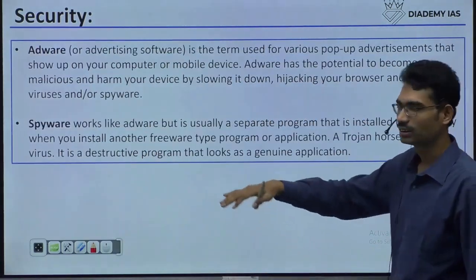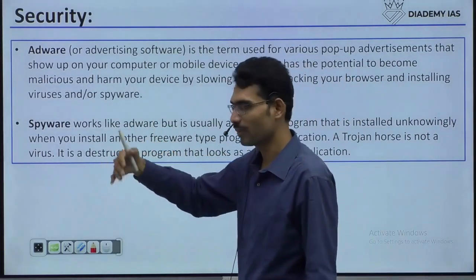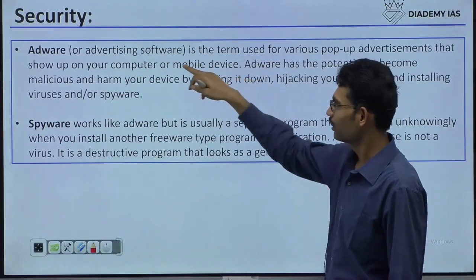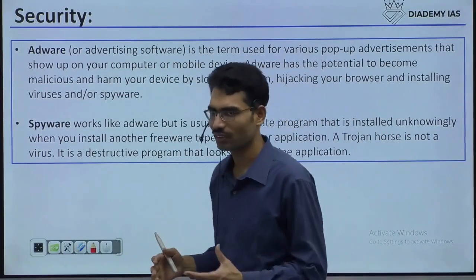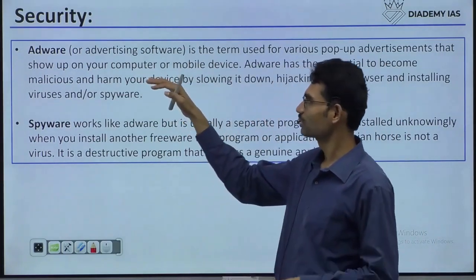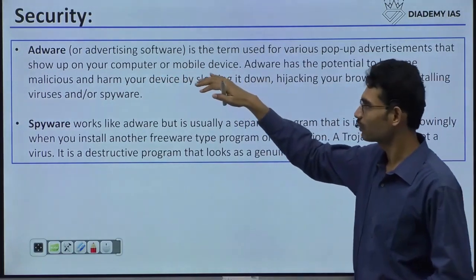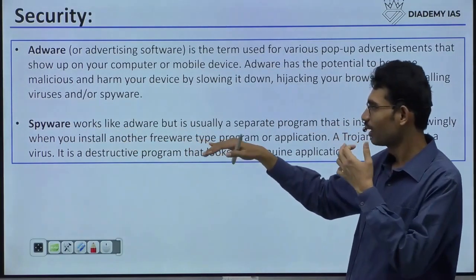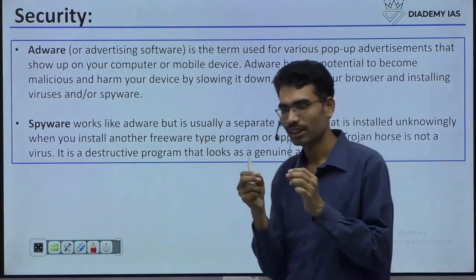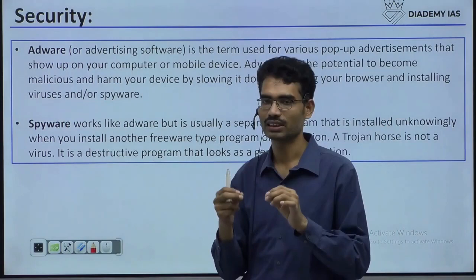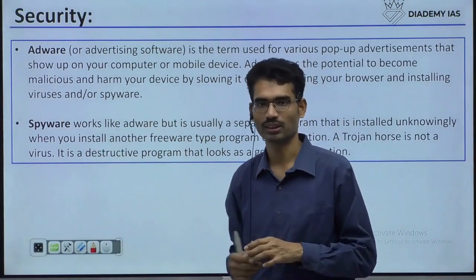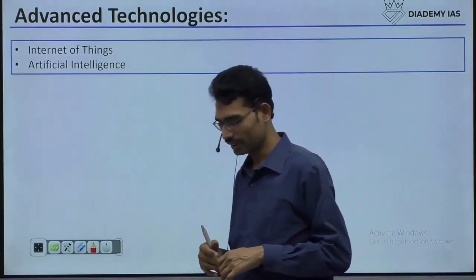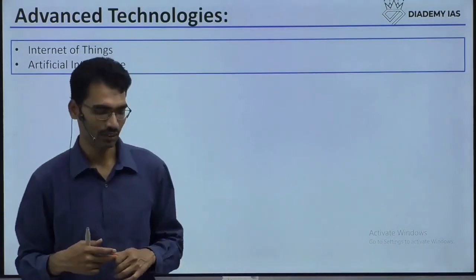Likewise, different kinds of malware. Malware means malicious software. Adware is one thing, advertising software. Nowadays so many advertisements are happening. Because of this, they created software that we call adware. Spyware is like adware. Once it enters the system, it silently keeps sending sensitive information to another computer. This is one of the major issues when it comes to cyber security or IT security.